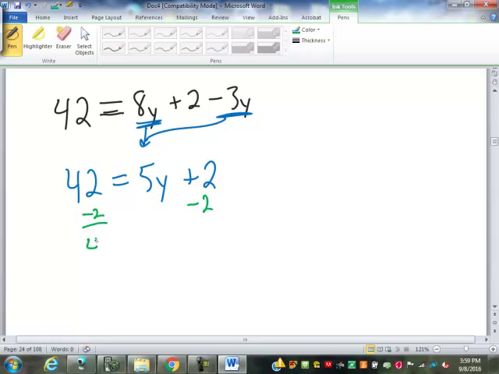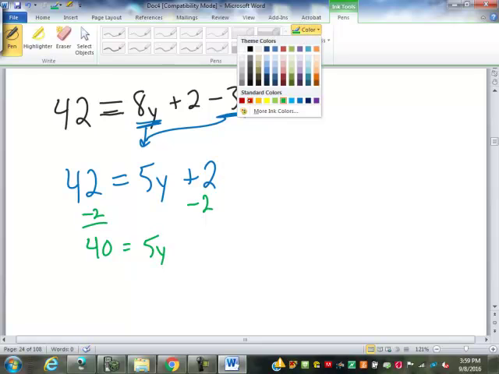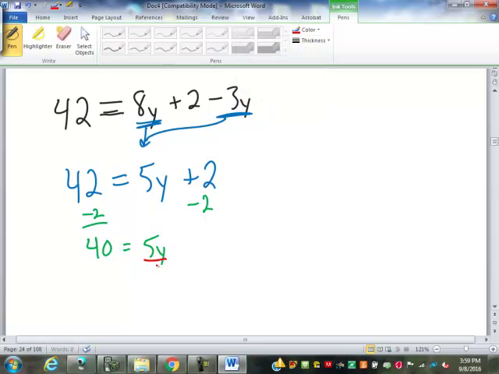Subtract the 2. 40 equals 5y. And then divided by 5. 40 divided by 5 is 8. So 8 equals y, or y equals 8. Any questions?